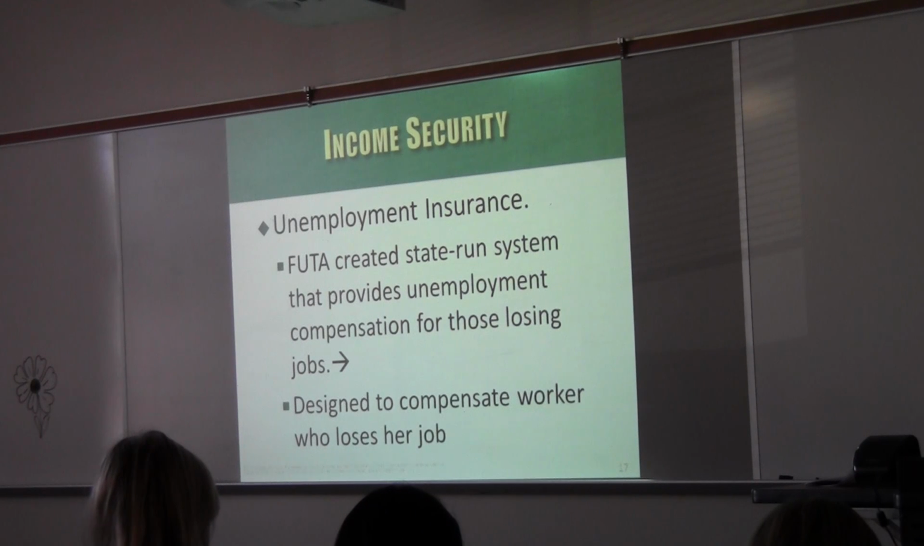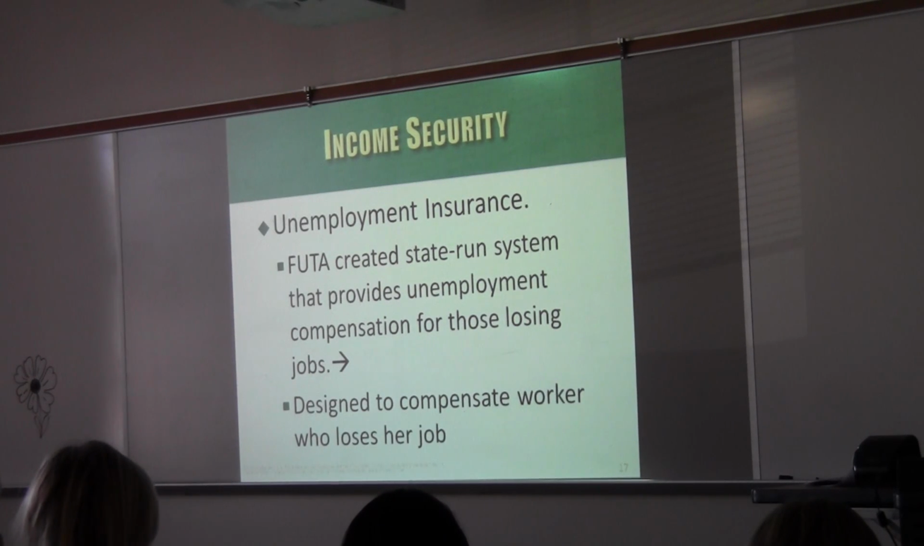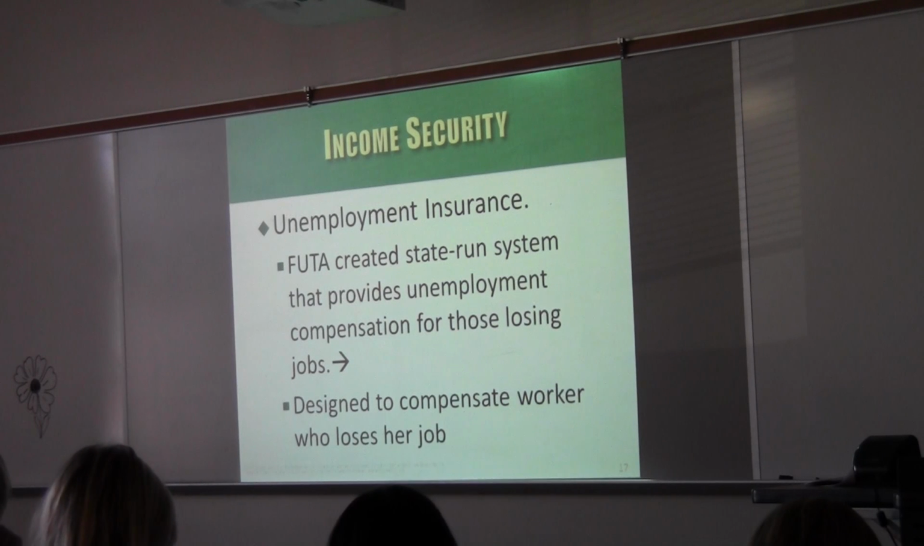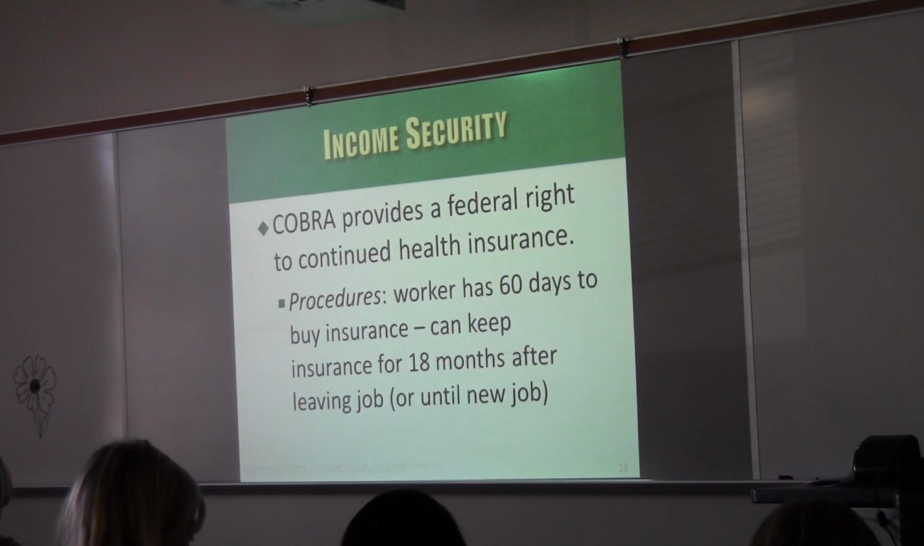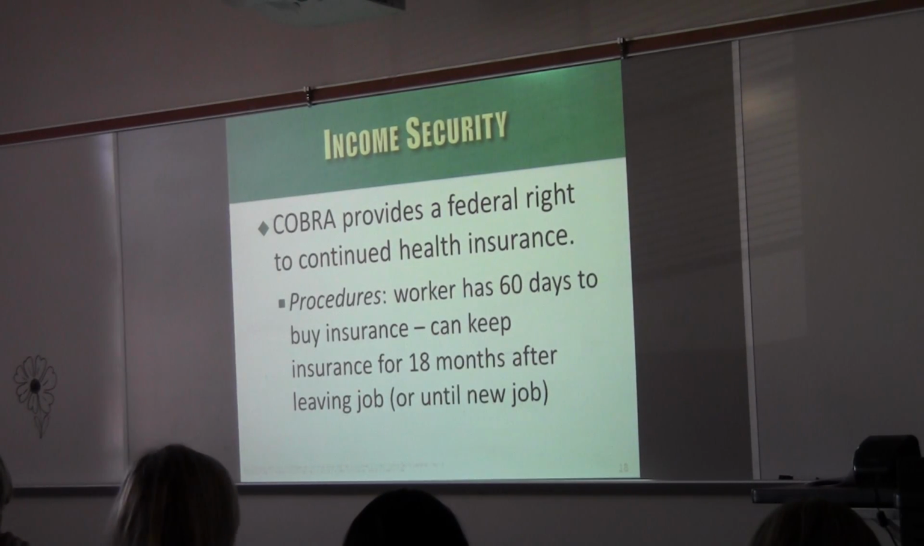Unemployment insurance. FUTA created a state-run system. Federal law creates a state-run system that provides unemployment compensation for those losing jobs, designed to compensate workers who lose their job. COBRA provides a federal right to continued health insurance.